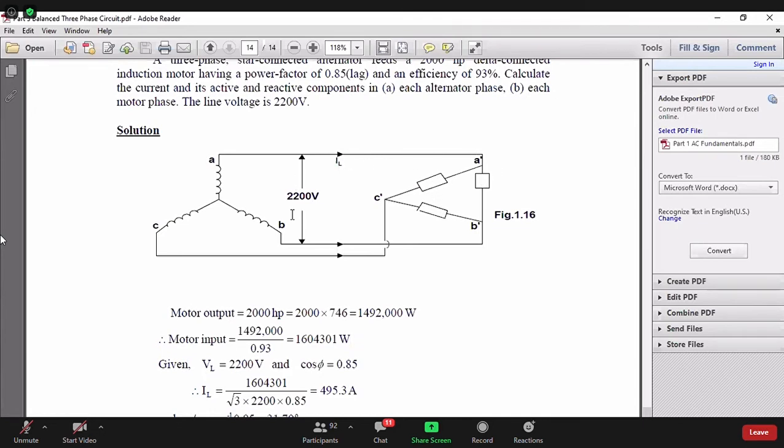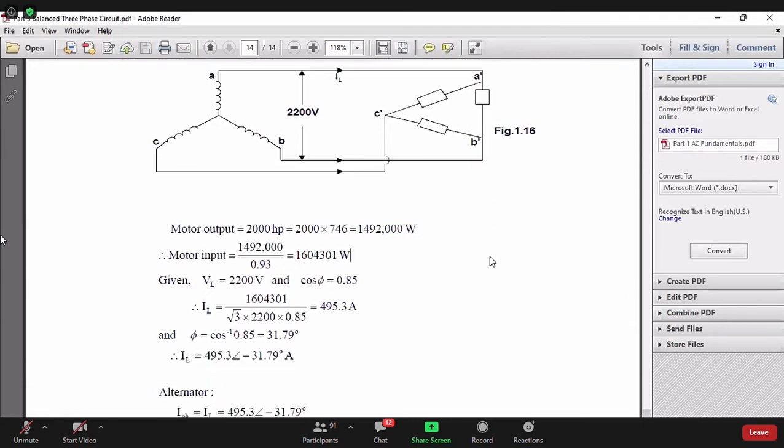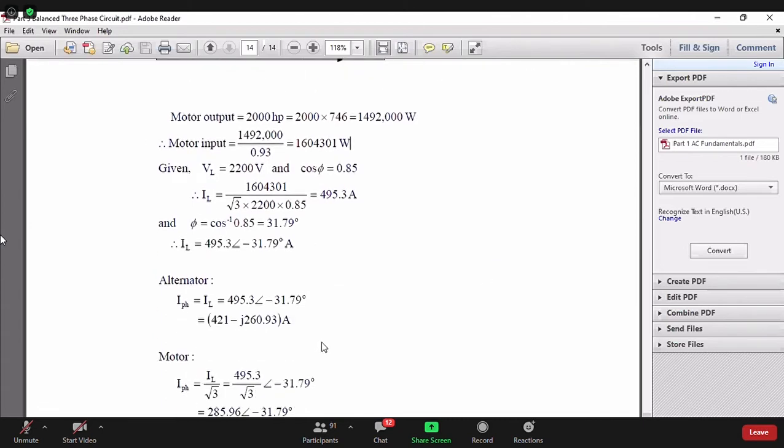Then line voltage is 2200, power factor is 0.85. It is very easy. I get the IL: root 3 V_L I_L cos phi. So the line current is 495.3 ampere. So if I take the alternator, it's star connected. So line current is equal to phase current. Problem solved. Come to the motor. It's a delta connected system. So the phase current will be line current divided by root 3. So motor line current divided by root 3.